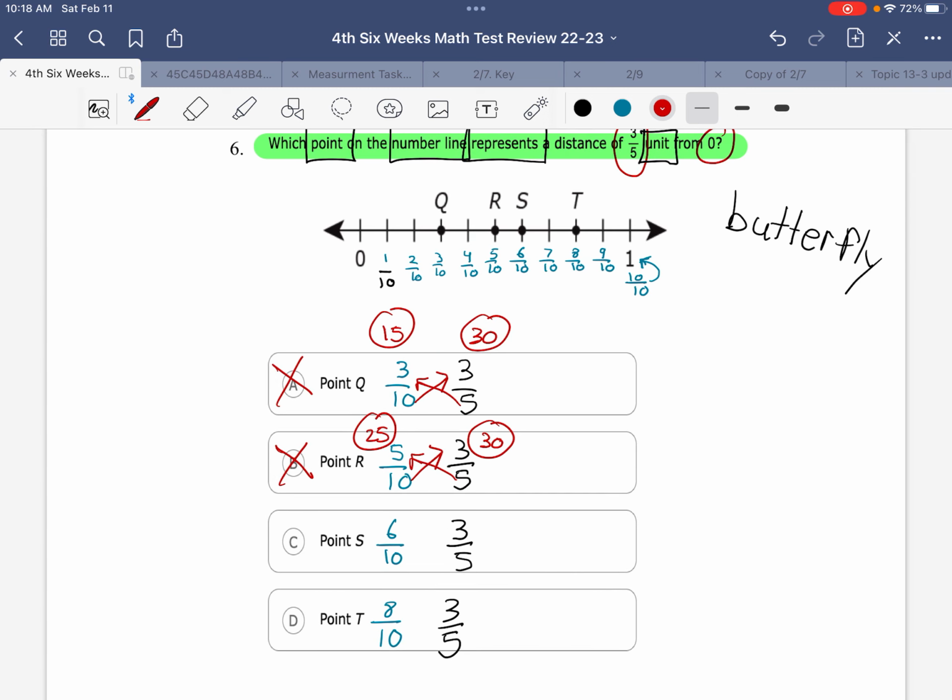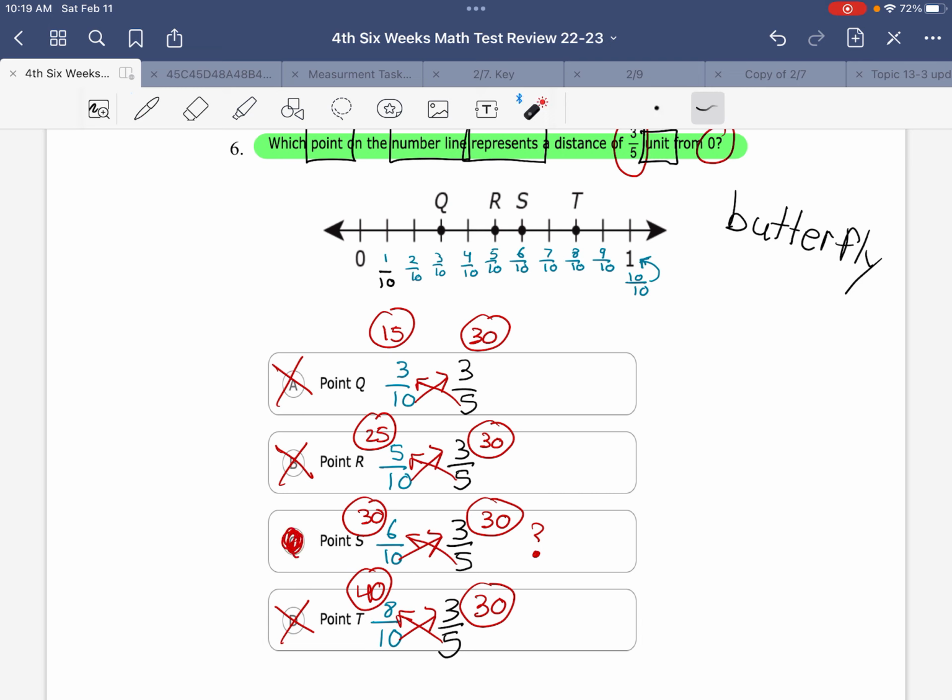C, 6 times 3 is 30. 5 times 6 is also 30. They have the same number, so maybe that's it. D, 10 times 3 is 30. 5 times 8 is 40. They don't have the same number, so no. So my answer is C.